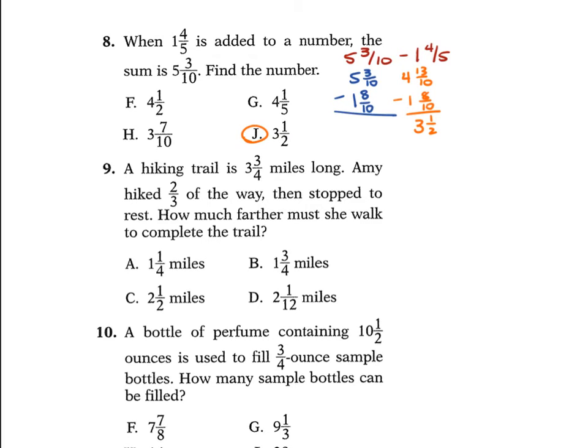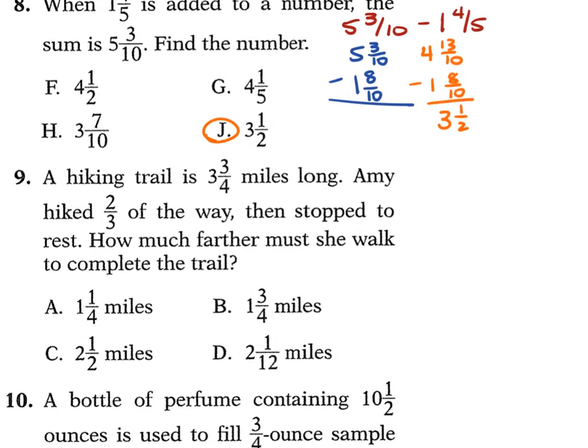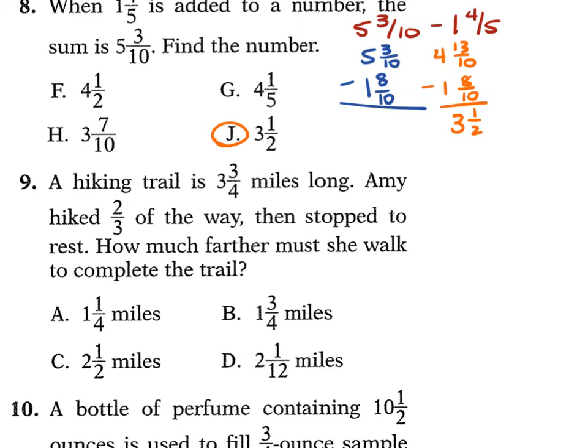9 says, a hiking trail is 3 3/4 miles long. Amy hiked 2/3 of the way, then stopped to rest. How much further must she walk to complete the trail? So we have to be very careful with this one. It tells us that she walked 2/3 of the way, not 2/3 of a mile, 2/3 of the way. So we have to take the 3 3/4 and actually multiply it by the 2/3 to start. So we're doing 3 3/4 times 2/3.